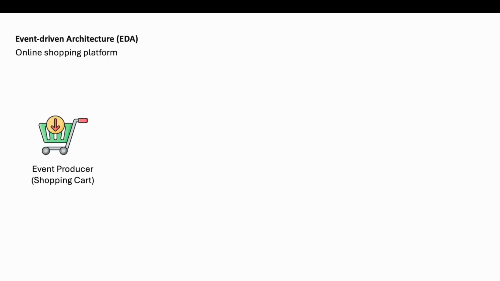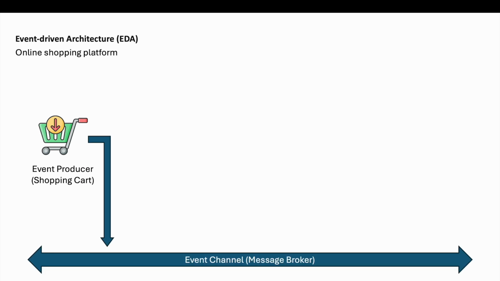Now, let's look at an example. Consider an online shopping platform that uses event driven architecture. For the event producer, we have the shopping cart service, which emits an event when a user adds an item to their cart. Now, the event channel, in this case, the event is published to a message broker.